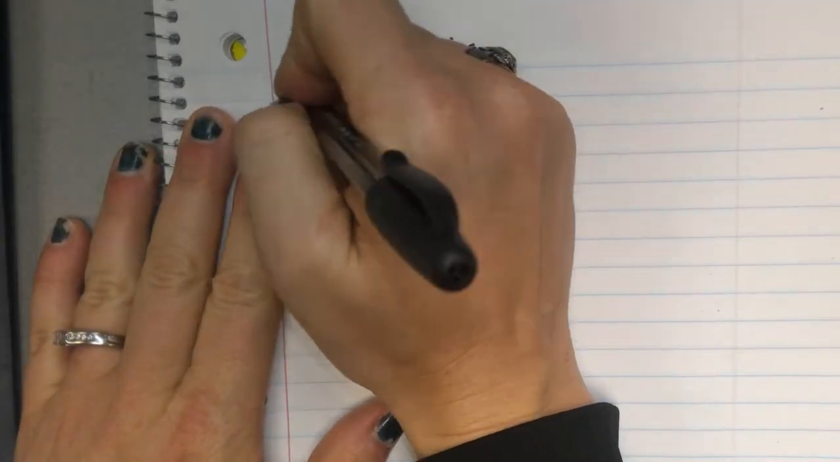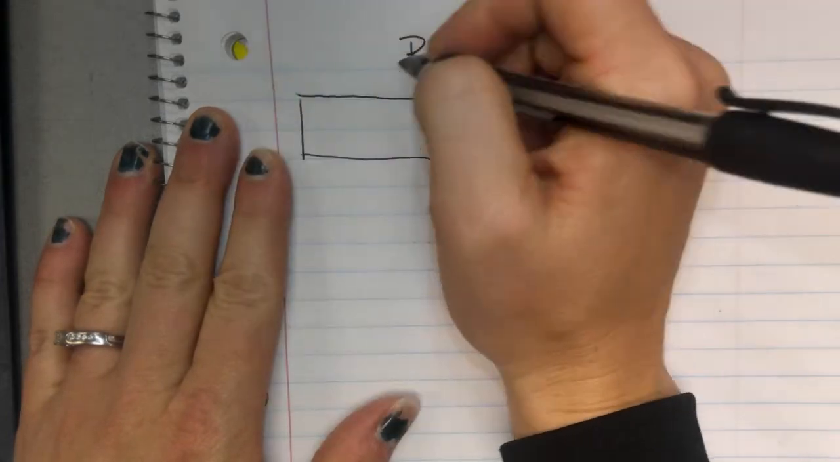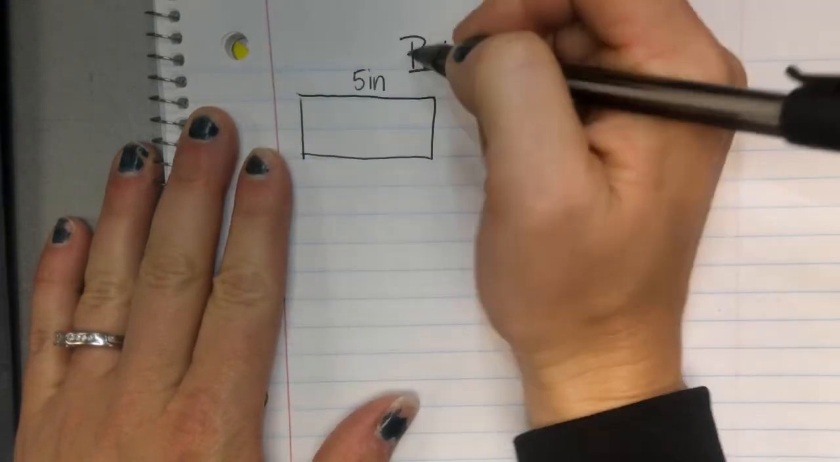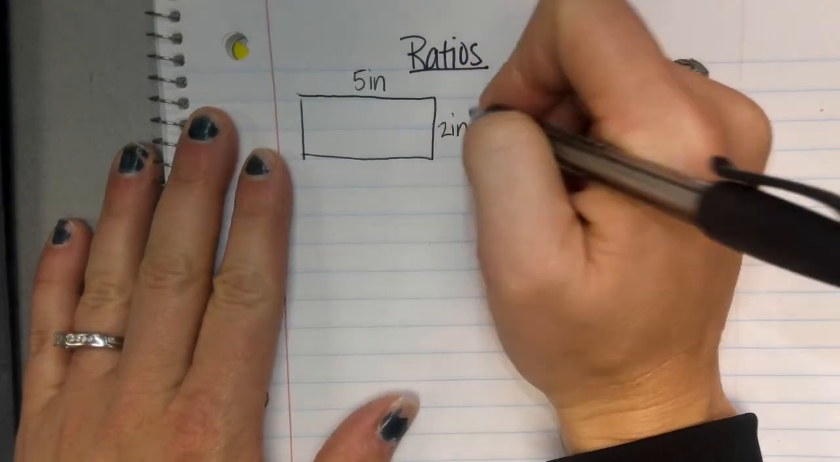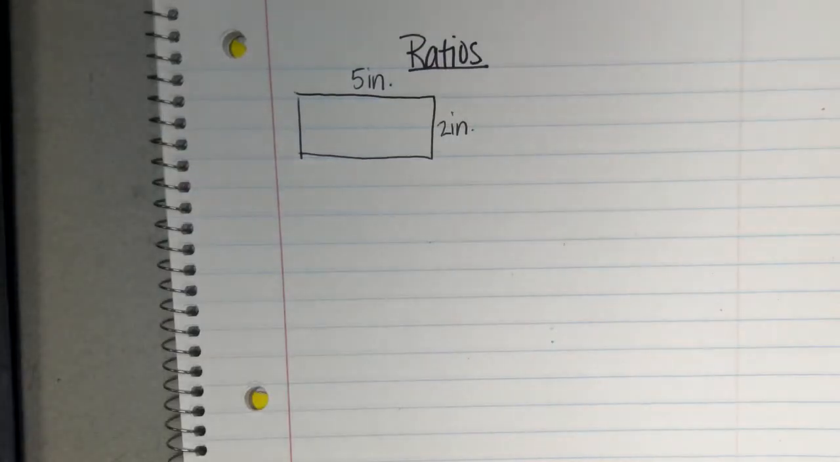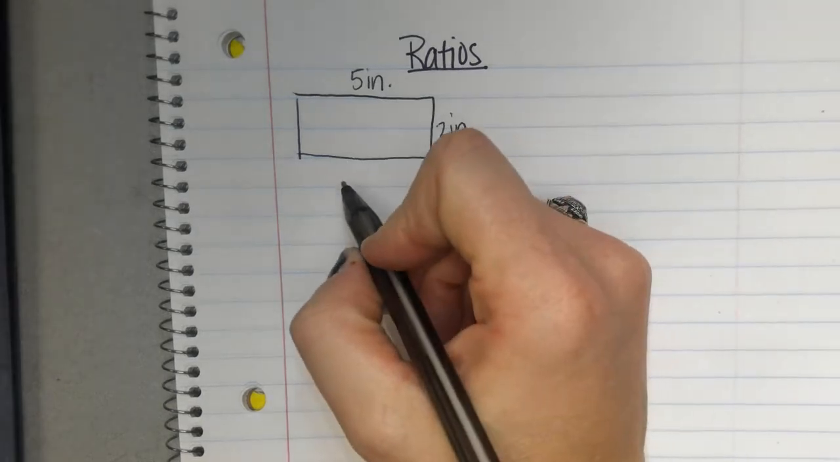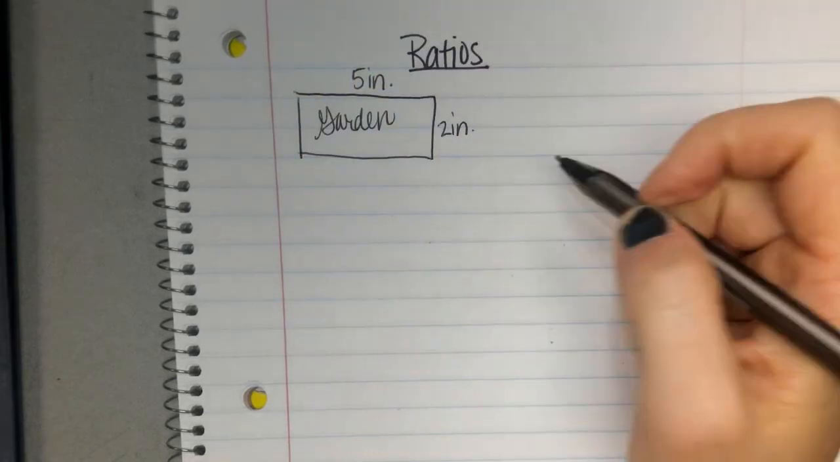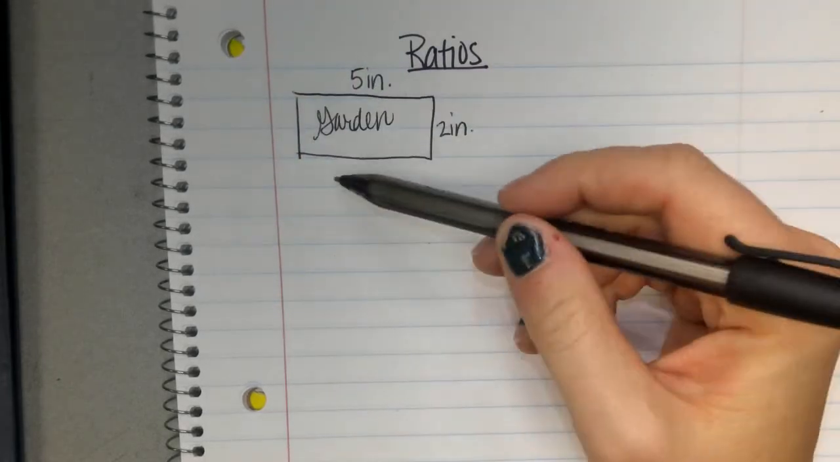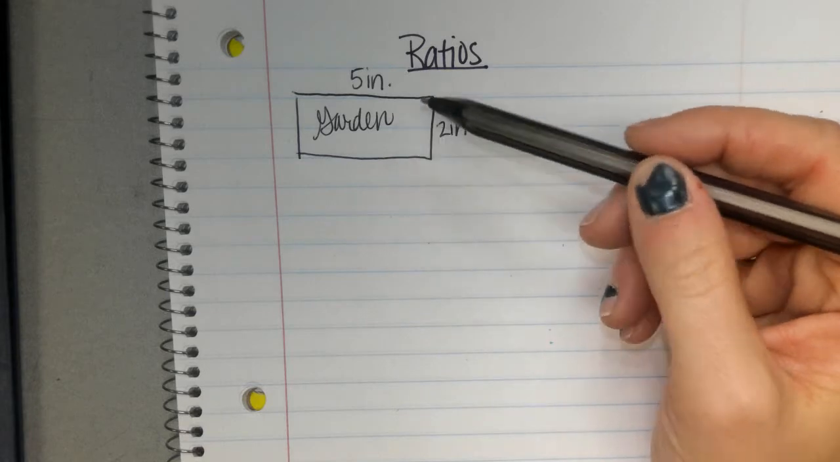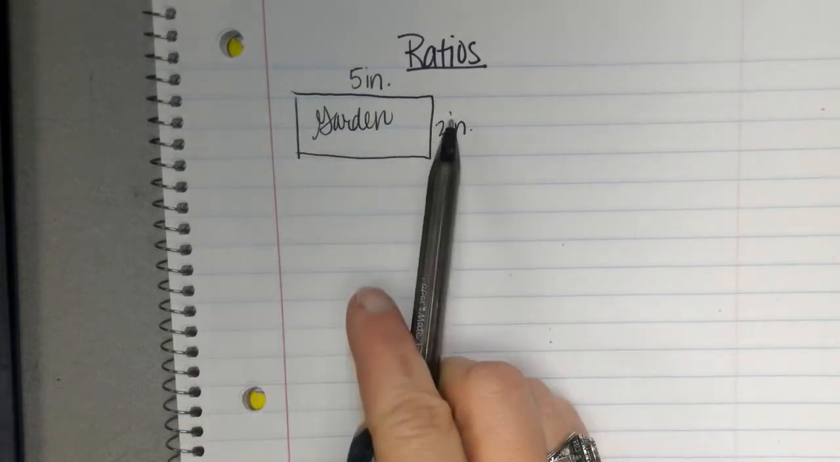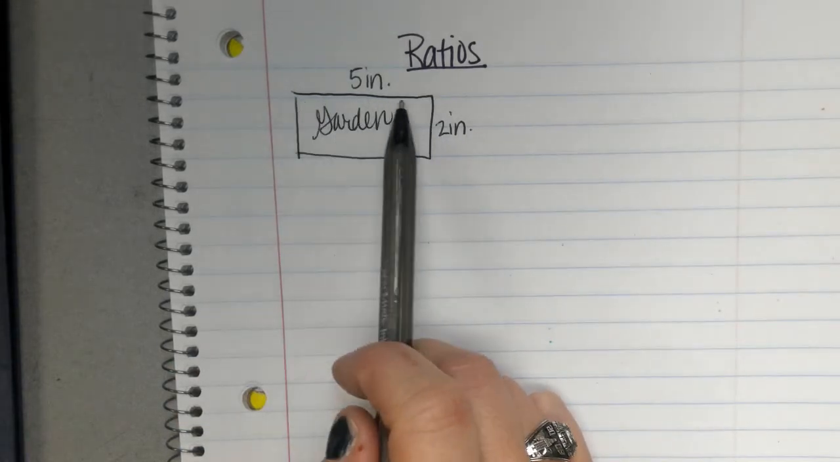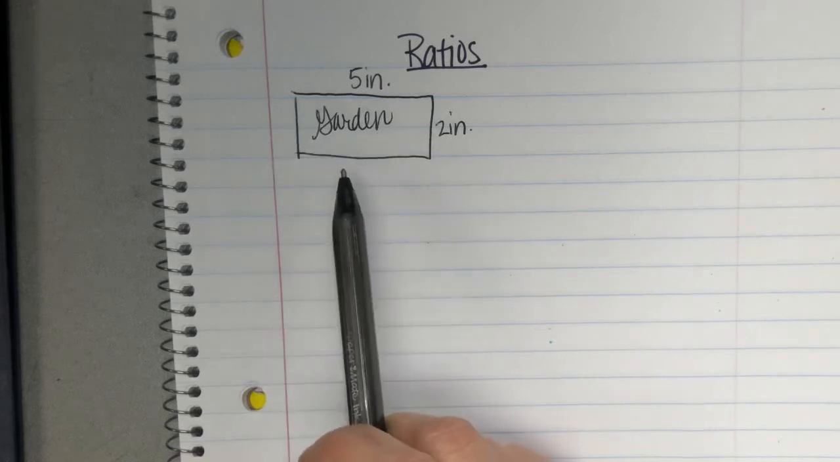So let's go ahead and draw a rectangle that is 5 inches by 2 inches. Okay. So what this is, this is a garden. And this is the plan. This is a blueprint, I guess, if you will. They drew it up, the plan. This is not actual size, obviously. This line is not a garden. It usually is not 5 inches by 2 inches.